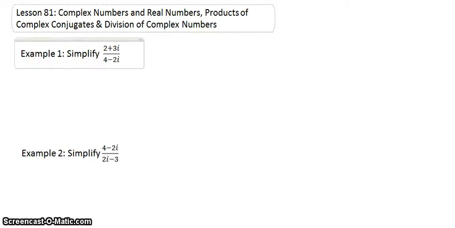In Lesson 81, we're looking at complex numbers and real numbers and products of complex conjugates and division of complex numbers. That sounds so much harder than what it really is, because what we're doing is multiplying top and bottom by the conjugate of the denominator. And we've talked about the conjugate of the denominator before. You simply change the middle sign. So I need to multiply top and bottom by 4 plus 2i.